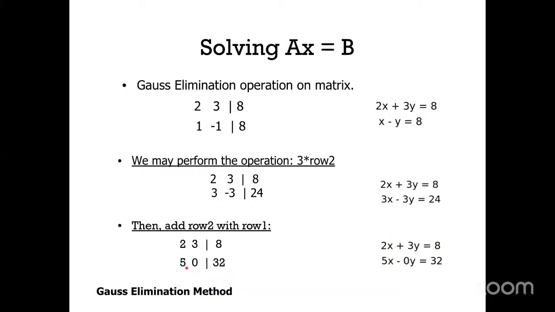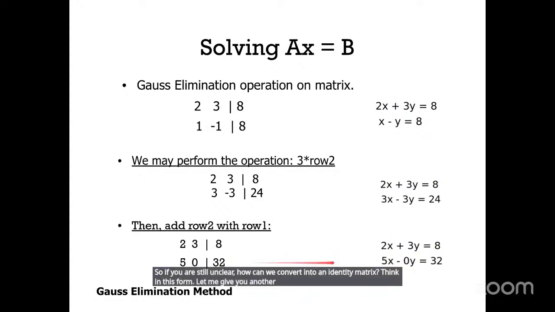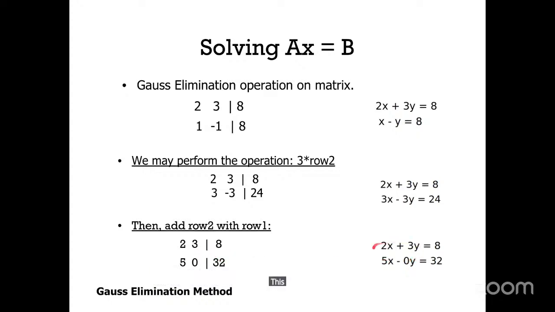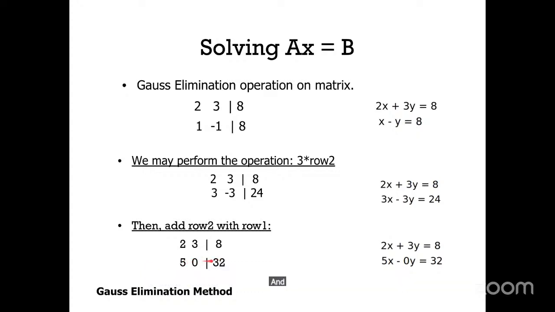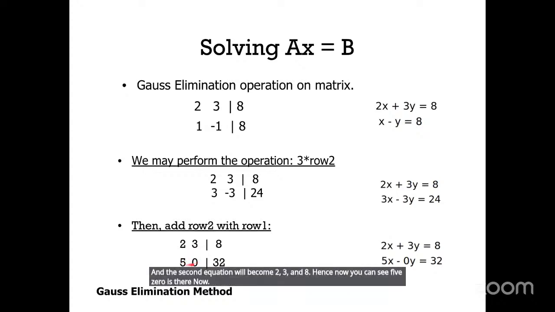If you are still not clear how we can convert into an identity matrix, think in this form. Let me give you another way of seeing this. This matrix is representing this equation, right? There is no reason why we can't put 5x plus 0y equals 32 as the first equation, and the second equation as 2x plus 3y equals 8. If we write 5x plus 0y equals 32, then it will become 5, 0, 32, and the second equation will become 2, 3, and 8. Hence, now you can see 5, 0 is there. Now 2, 3 is there, so you can just simply make this element 0 and then it will become an identity.